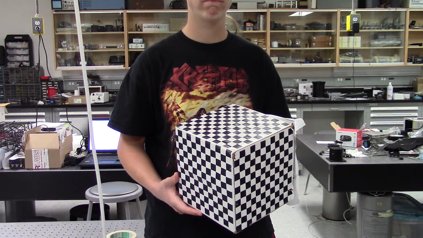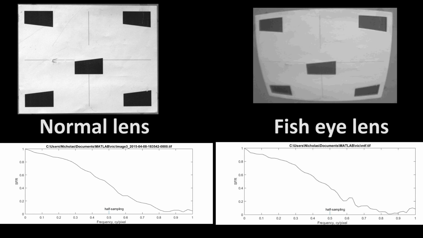Here we've taken a picture with our normal lens of the MTF plot as well as our fisheye lens, and as you can see, the normal lens has a smoother plot of the MTF rather than the fisheye.